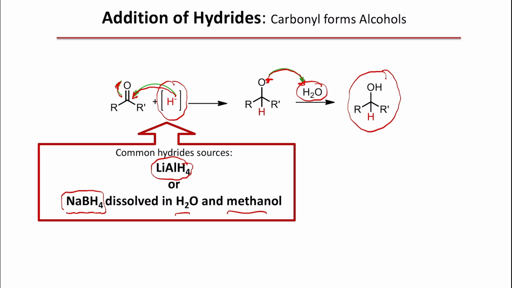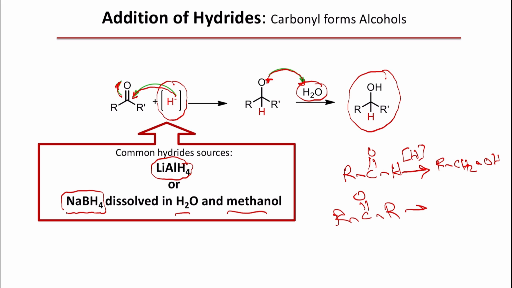Now, if you have an aldehyde, something like C double bond O, H, with the reduction having the hydrogen added, then you're going to have a primary alcohol, so CH2OH. And if you have a ketone, like C, then the carbonyl, and then R, then with the reduction, you're going to have a secondary alcohol, so C, OH here, hydrogen, and then another R.